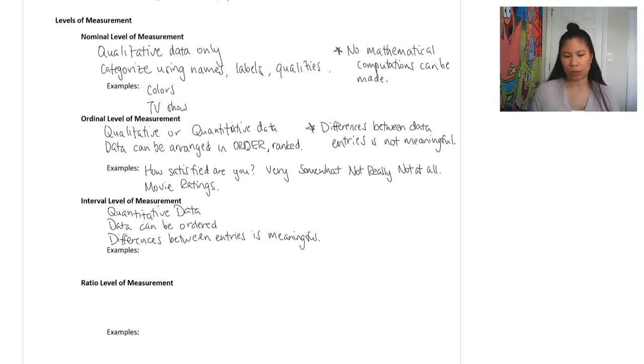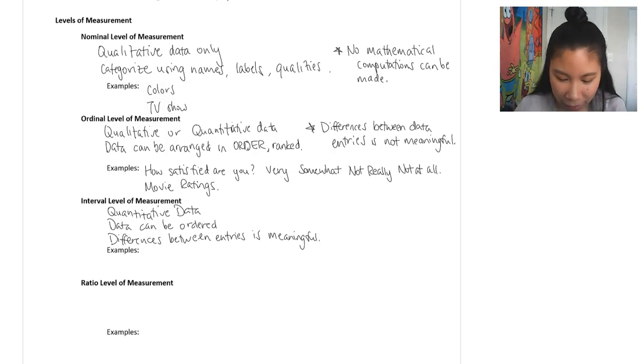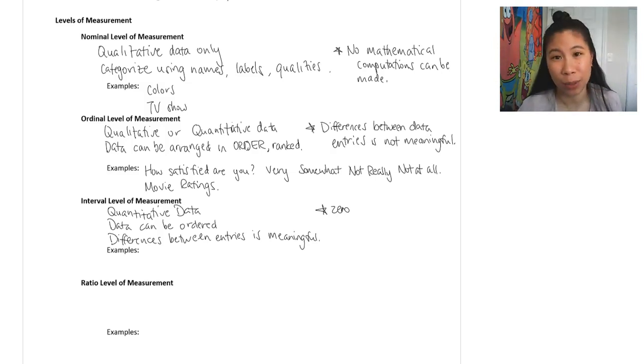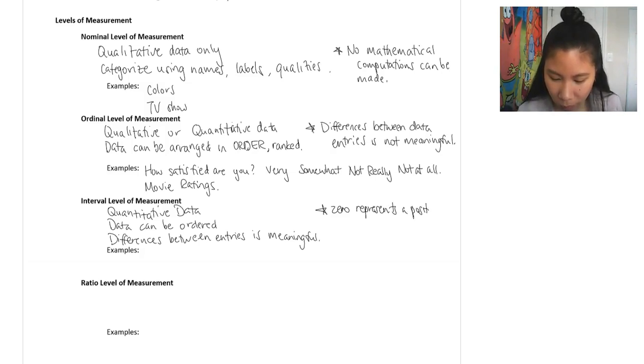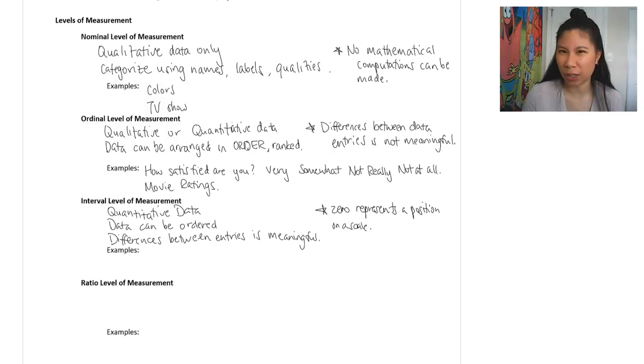Between interval and the next one, ratio, they're kind of similar, but what makes them different from each other is that in the interval level of measurement, 0 represents a position on a scale. In other words, you could have negative numbers.